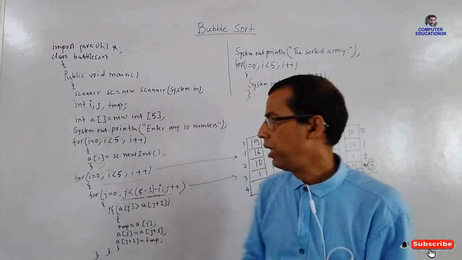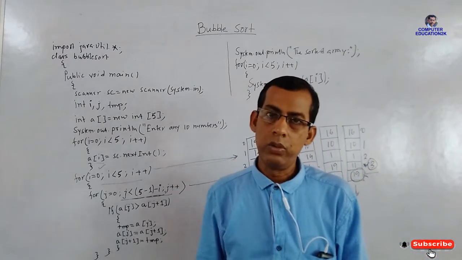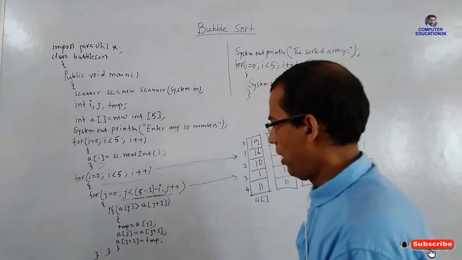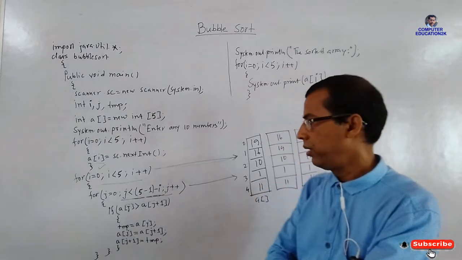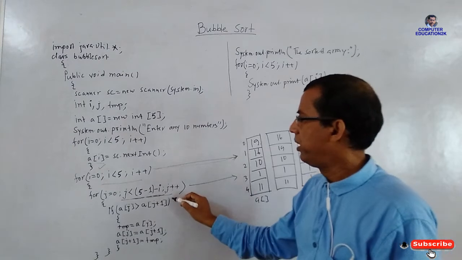Just keep in mind, this loop we have taken to leave the values one by one every time. And this loop I have taken because we have to sort all the values in the array. I think you have understood this much. Okay. Now we will see this.